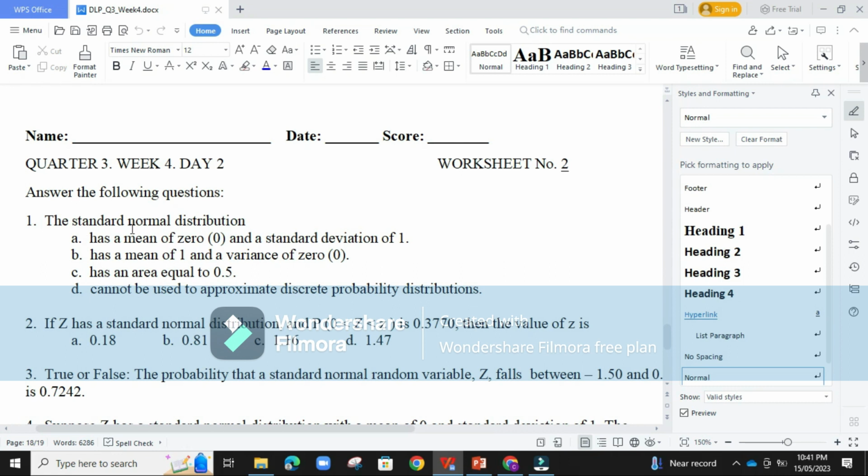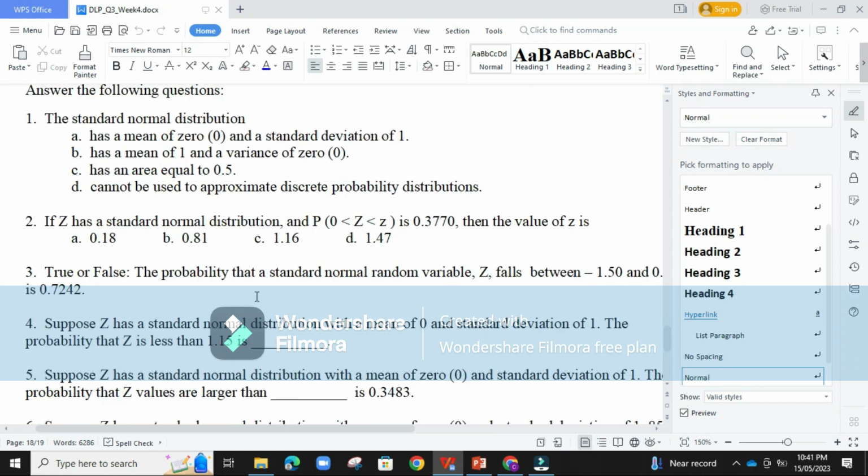The standard normal distribution, letter A, has a mean of 0 and a standard deviation of 1. B has a mean of 1 and a variance of 0. C has an area equal to 0.5. D cannot be used to approximate discrete probability distributions. Okay, number 2. If Z has a standard normal distribution and probability of Z is greater than 0 but less than Z is 0.3770, then the value of Z is it A 0.18, B 0.81, C 1.16, D 1.47.